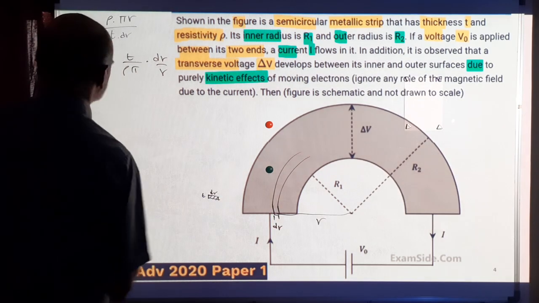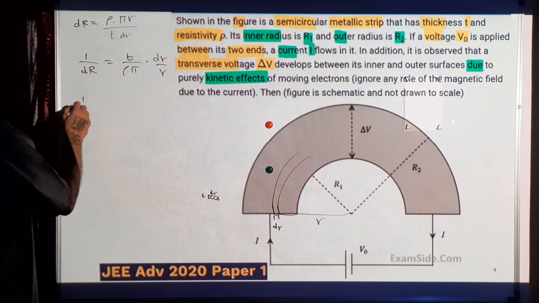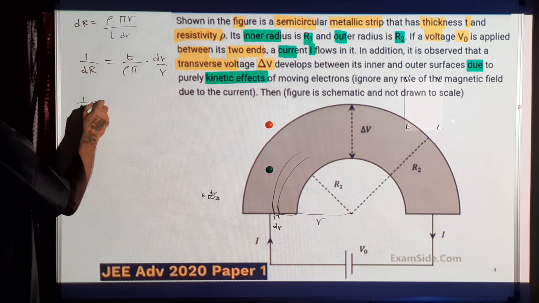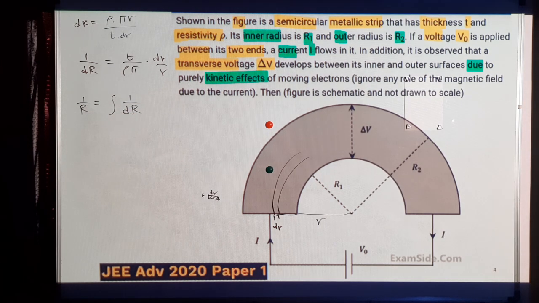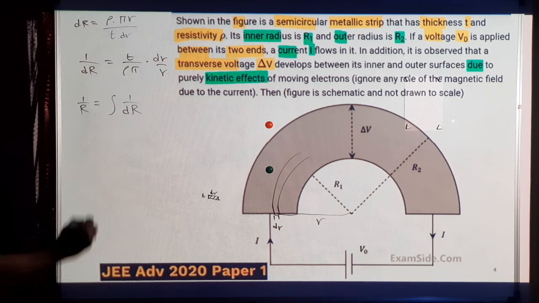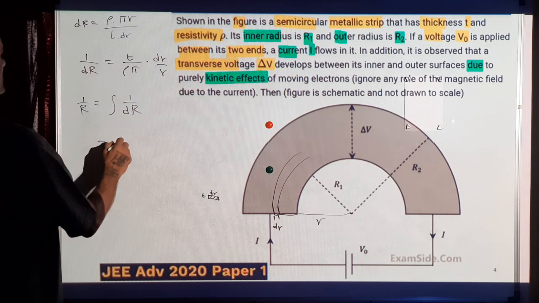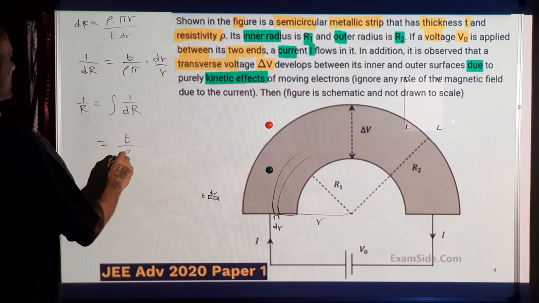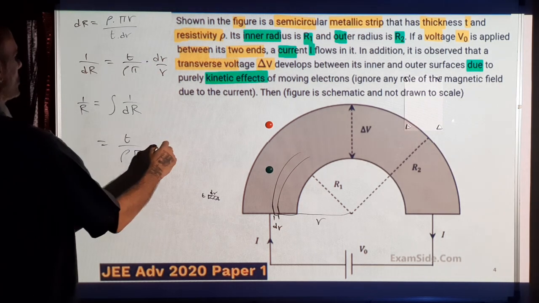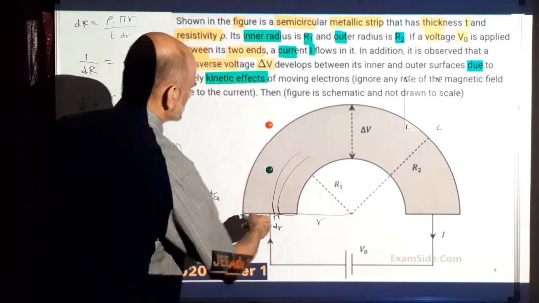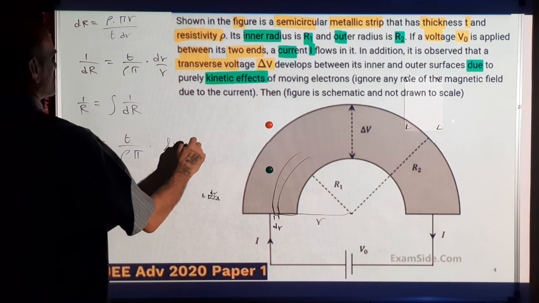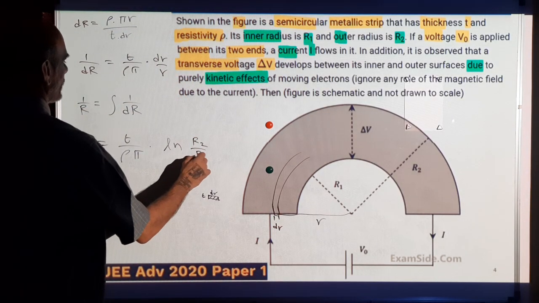So total resistance of this strip, that is 1 by R, is the sum of 1 by dR, because in parallel the reciprocal resistances will add up. So integrating this, that will give me T by rho pi times ln r between the limits. Inner radius is R1, outer radius is R2. So it's ln R2 by R1.